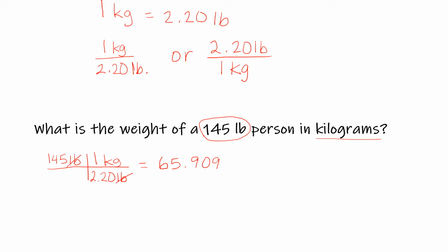So we would round it 1, 2, 3. There's a 0 next to it. That is not going to change the 9, so that becomes 65.9 kilograms. So a 145-pound person is equivalent to 65.9 kilograms. Let's look at another problem.